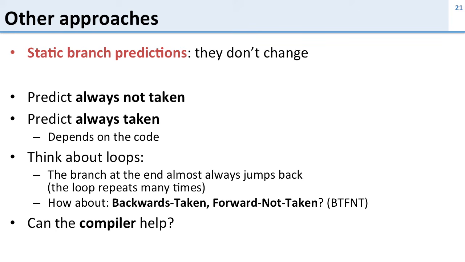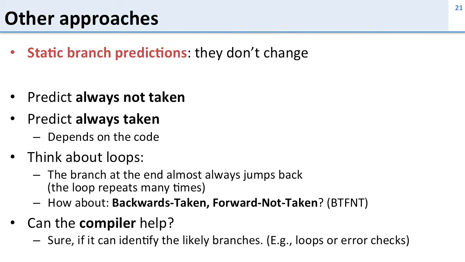How about the compiler? Can it help predict branches? Well, the compiler knows a lot about the program, so yes, it can help. If the compiler can identify the likely branches, so if it can find loops that it thinks are going to run many times, or if it can find code that's checking for errors, because remember, errors don't happen very often. So if the compiler sees an error check, it can put in a hint saying this branch is not likely to be taken.